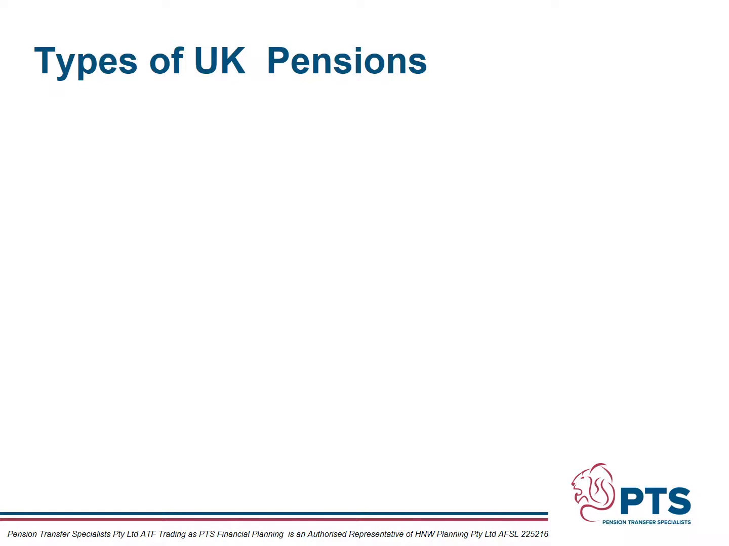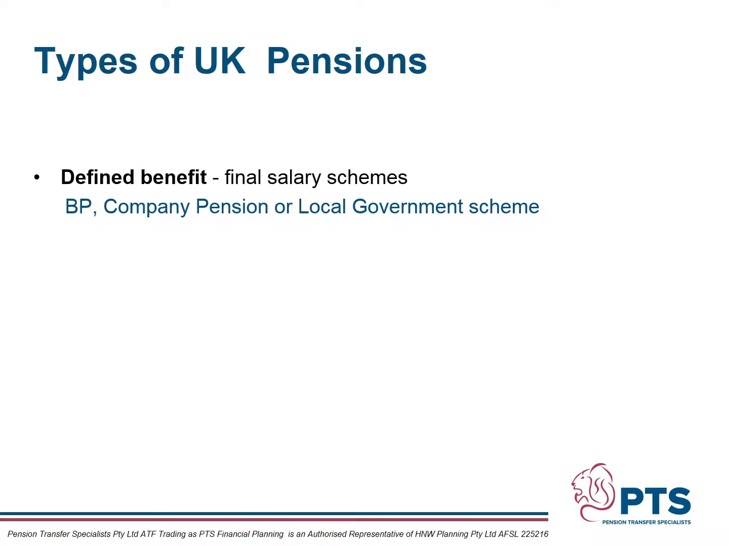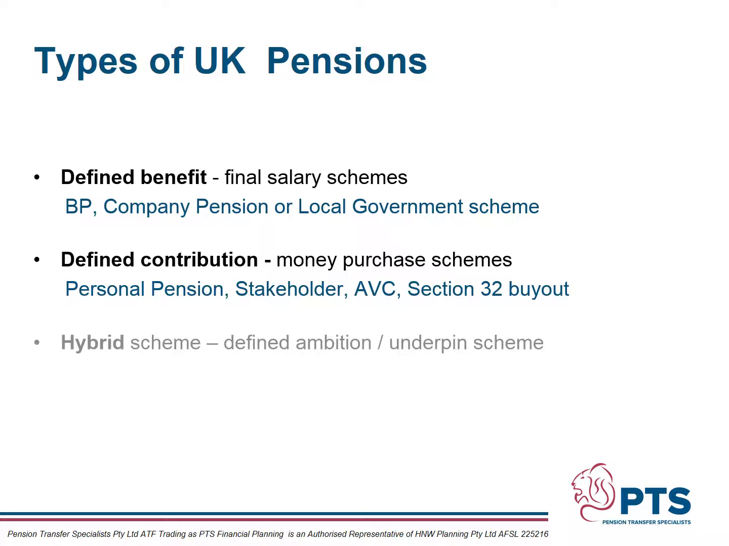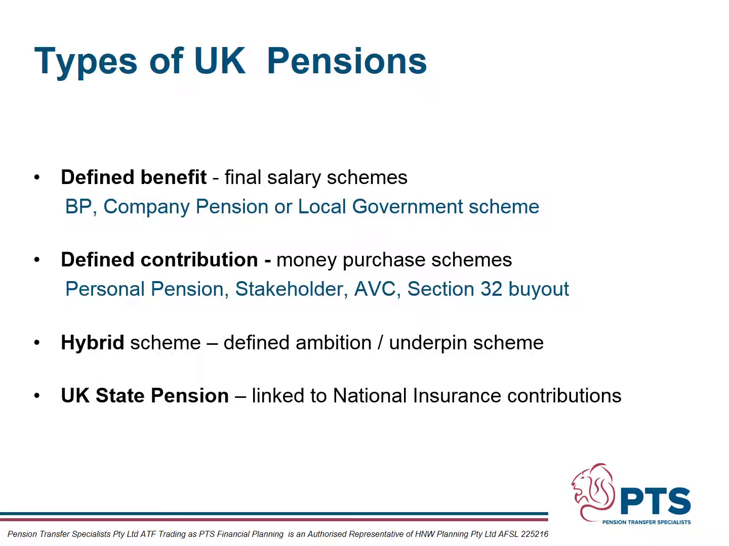There are various types of UK pensions: defined benefit final salary schemes, e.g. BP, company pension or local government schemes; defined contribution money purchase schemes, personal pension, stakeholder, AVC, Section 32 buyout, a couple of examples being Standard Life, Legal and General; hybrid schemes; and the UK state pension, which is linked to national insurance contributions made.